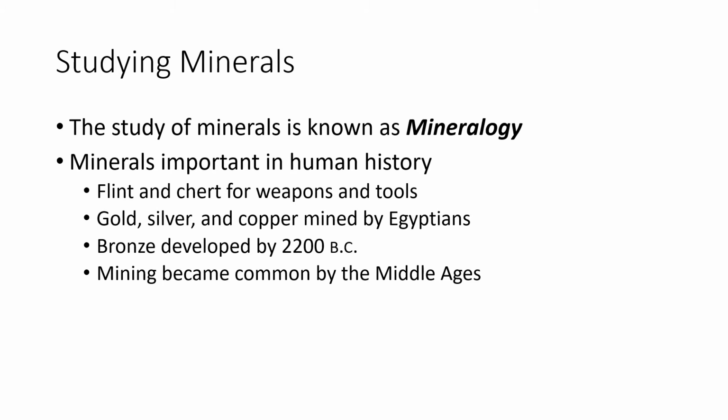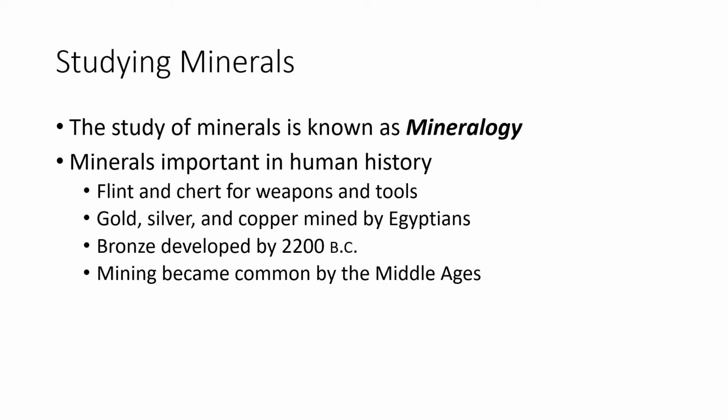So the study of minerals is known as mineralogy. And minerals have been very important in human history. We've used flint and chert, which are both types of quartz, for weapons and tools. They are what we call microcrystalline quartz. It's quartz that's so tiny that it's not translucent anymore. And this is where we get things like jasper.